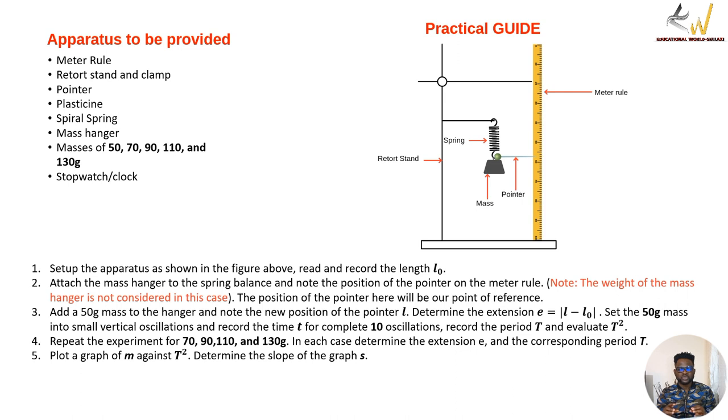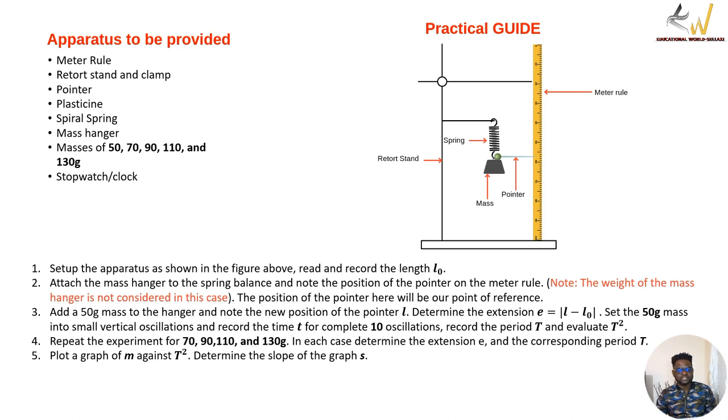So when there is no mass attached to the mass hanger, the position of the pointer on the meter rule is our L0, and it is our reference point throughout this experiment. So add a 50 gram mass to the hanger and note the new position L. Now we are going to determine the extension. The extension is the positive difference between the final length and the original length, the initial length, that's L0.